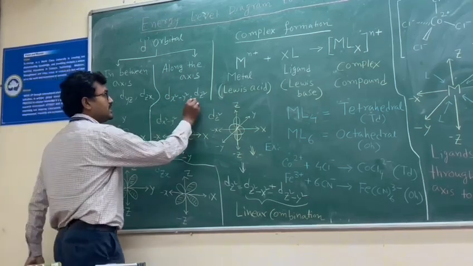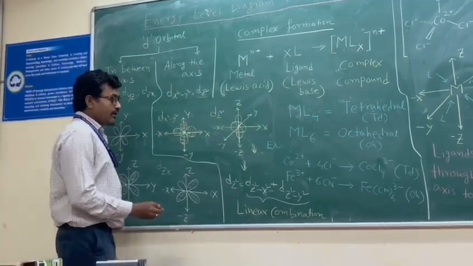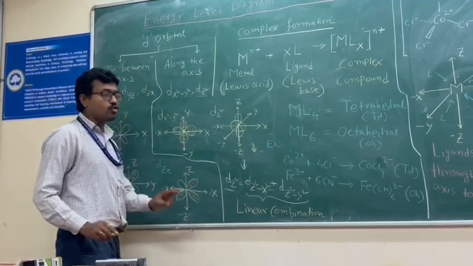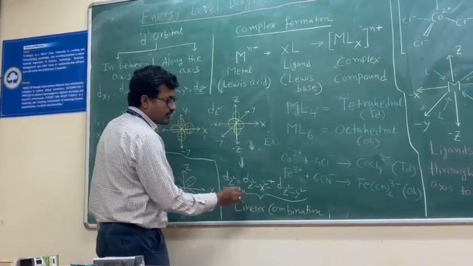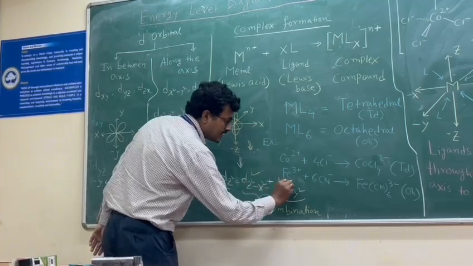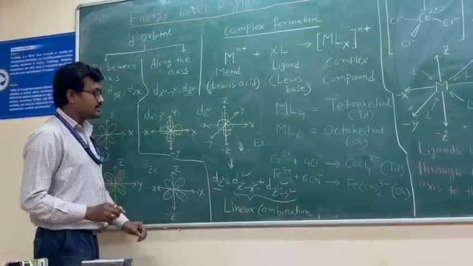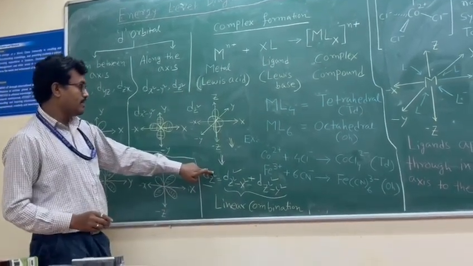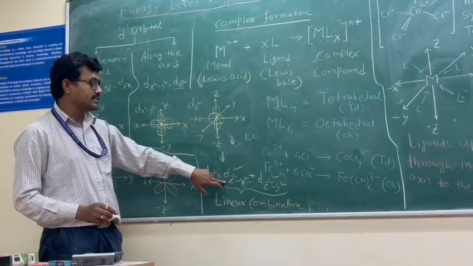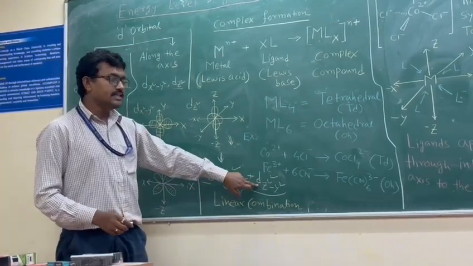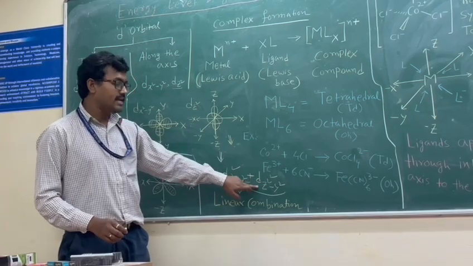Now come to the dz square orbital. Dz square actually is a linear combination of two orbitals. One is dz square minus x square, another one dz square minus y square. It means we have two different orbitals. One is dz square minus x square means along z axis and x axis. Another one dz square minus y square means along z axis and y axis.